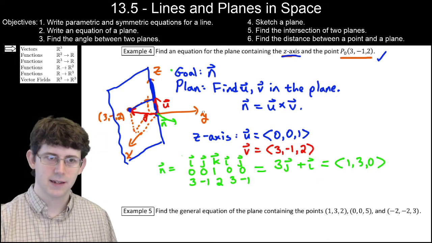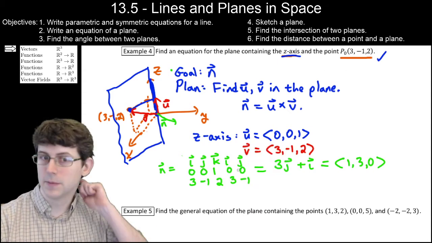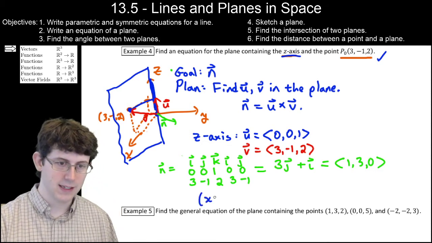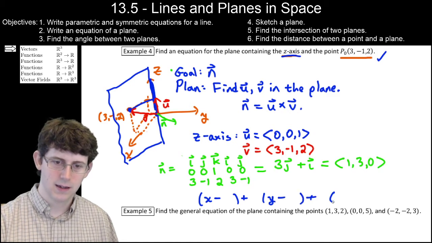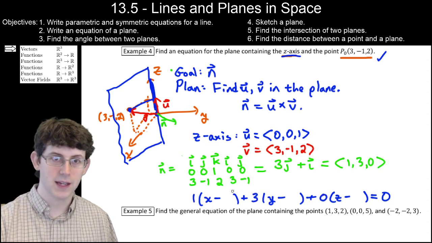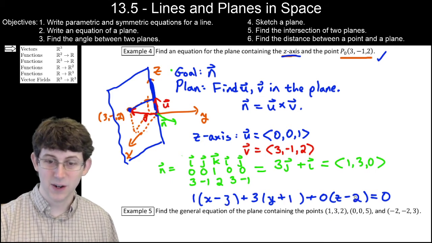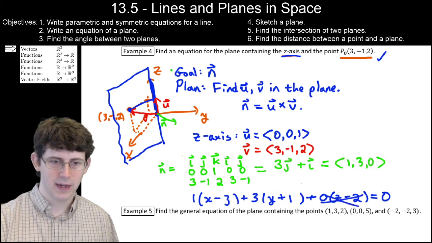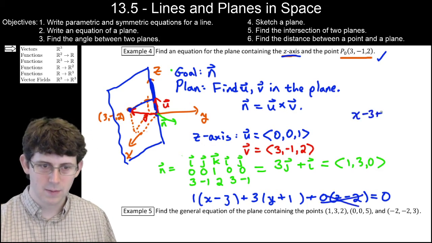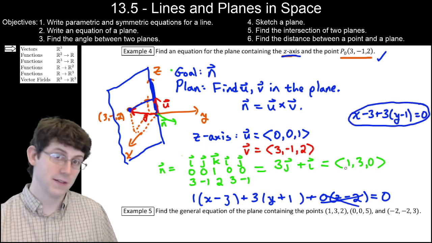So this works. Since I have a base point and a normal vector, I can just drop it all into my equation of a plane. The equation of a plane looks like x minus a thing, y minus a thing, z minus a thing equals 0. The normal vector goes here, and the base point goes in with the xyz. 0 times z minus 2 we can get rid of. So my end result will be x minus 3 plus 3 times y minus 1 equals 0. So this is my equation of a plane.